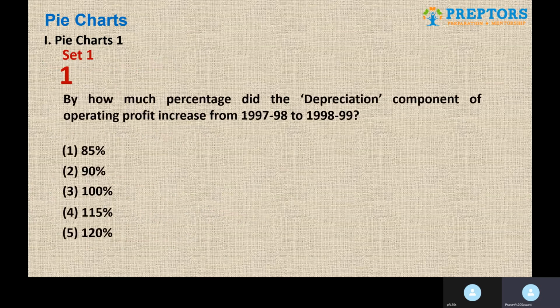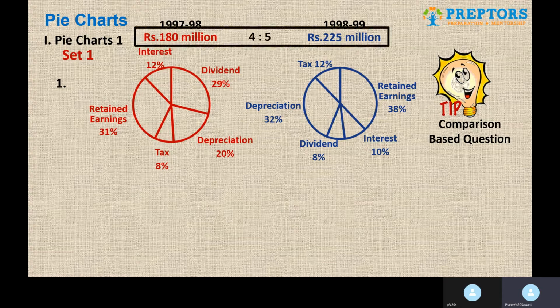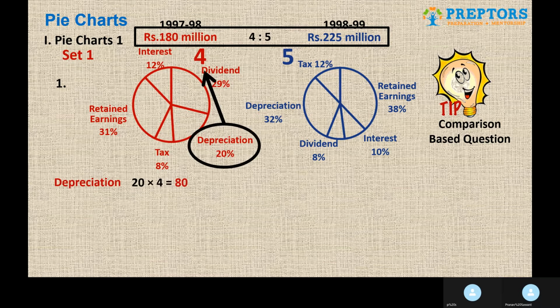Let's start with the first one. By how much percentage did the depreciation component of operating profit increase from 97-98 to 98-99? So we are looking for the depreciation component and they're asking us by how much percent has it increased. So it's a comparison-based question. Now the ratio is 4:5, the ratio of the total value of the pie chart. So say that the actual value is 4 for the first one, and for the second one it's 5.